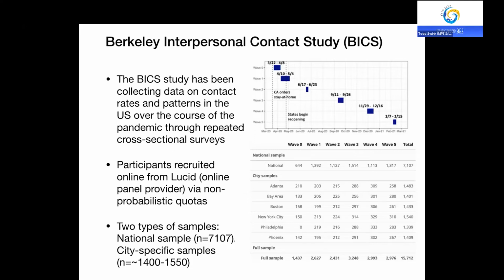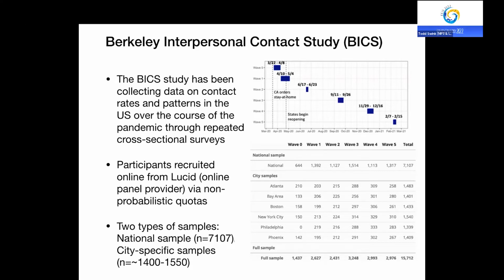We asked people about their interpersonal contact in these surveys. They're very similar to the Polymod questions. We actually spoke with some of the folks who designed Polymod and some of the other surveys in Europe to try and keep the language pretty similar in the hopes that we can compare this data across countries. So we've been collecting data from a national sample, about 1,300 to 1,500 per wave.